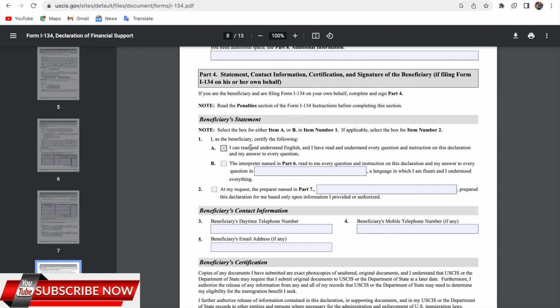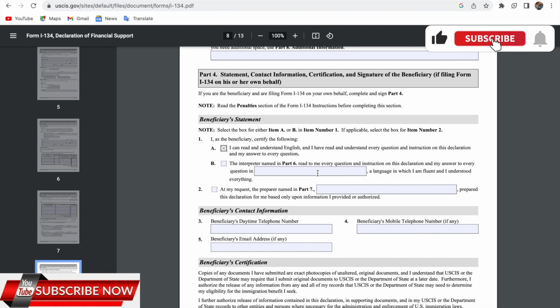If the beneficiary can't read and write, you just click the interpreter name and put the interpreter name over here. If the beneficiary can read and write, because you have to print out this form and hand it over to the beneficiary, the beneficiary knows what is on the paper. But if you click on the interpreter name, then the interpreter explains whatever is on the sheet to the person.